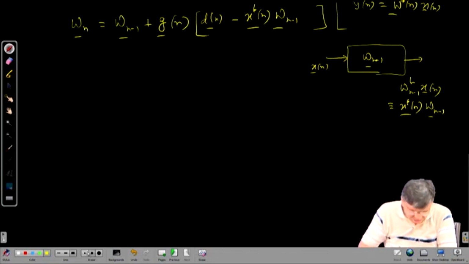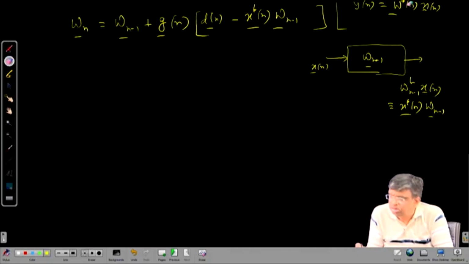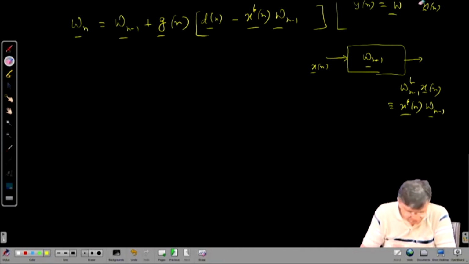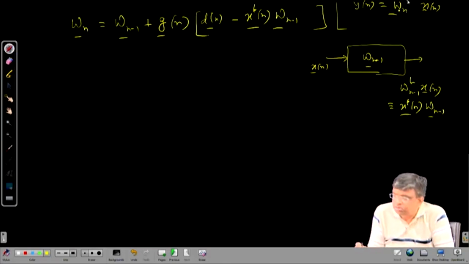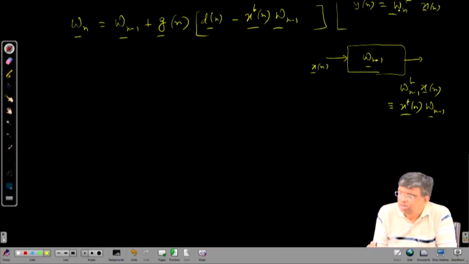Okay, I am changing the notation. Let me call it W n transpose, because n is in the subscript here. So, if I find W n, then I can happily do this filtering using the current cycle filter coefficient vector, W n transpose times x n. This is what I will be interested in.